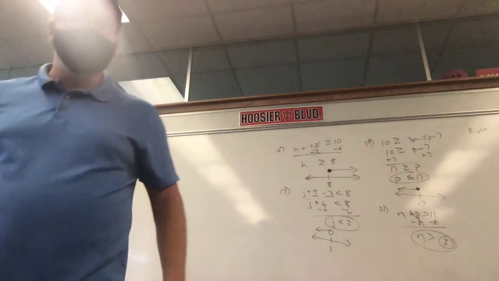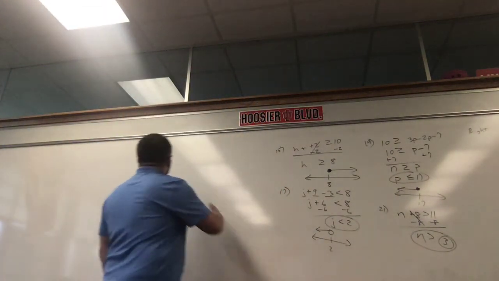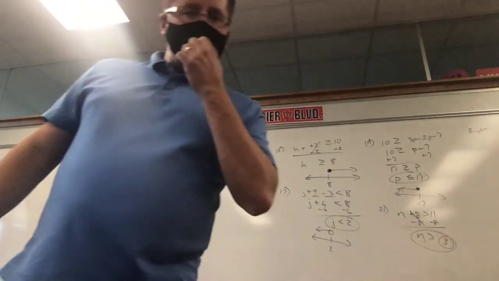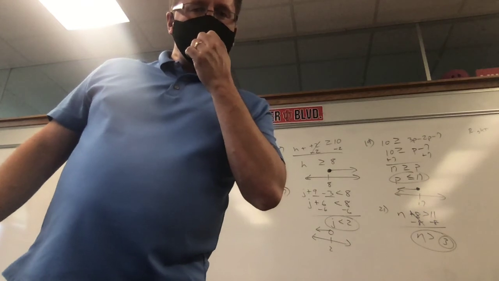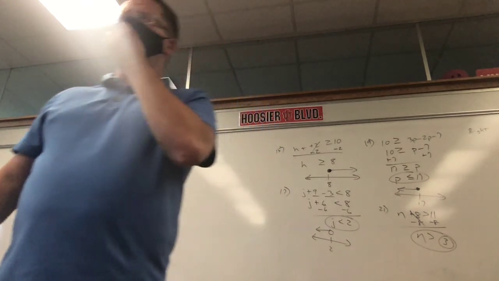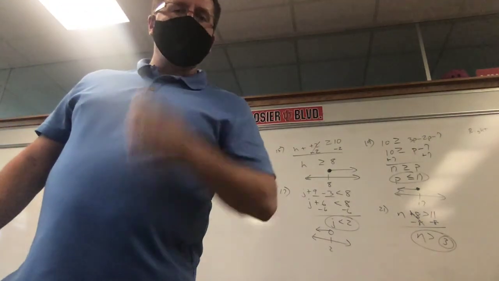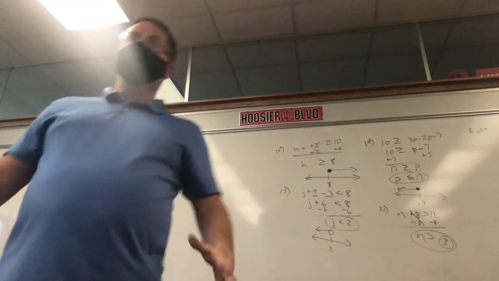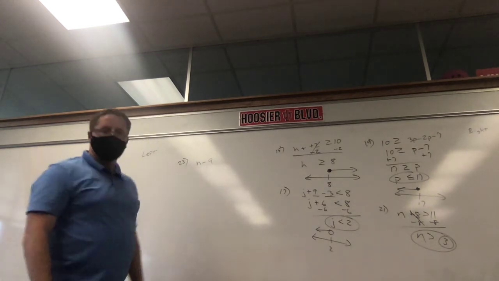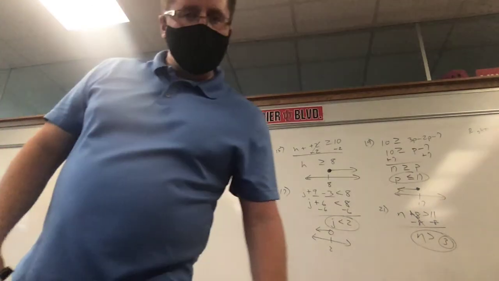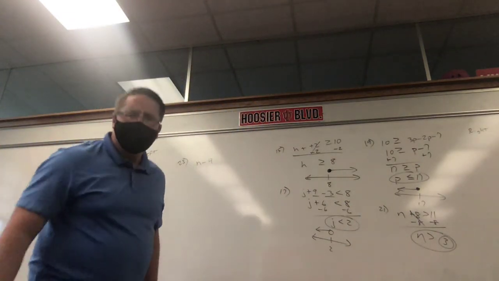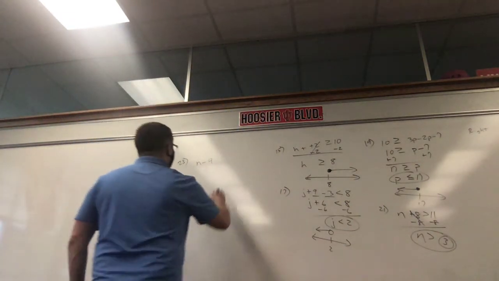23, last one. Okay, so again, they want you to write it as an inequality and then solve it. It says the difference of a number n and 9. What does difference mean? Subtract. So it's the difference of a number n and 9. So n minus 9 is what? Is fewer than. Less than 4.